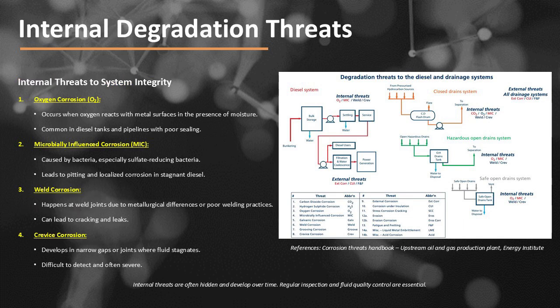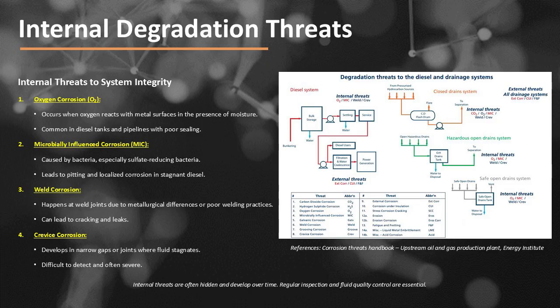Internal degradation threats. Internal threats are often hidden and develop over time. Regular inspection and fluid quality control are essential. Internal threats to system integrity include, number 1 is, oxygen corrosion or O2, occurs when oxygen reacts with metal surfaces in the presence of moisture, common in diesel tanks and pipelines with poor sealing.